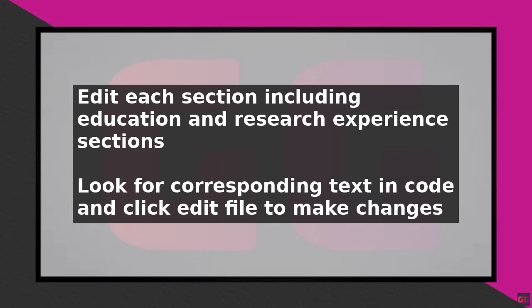To edit these sections, look for the corresponding text in the code and click Edit File to make changes. The main document, usually labeled as main.txt, serves as the central hub for all the information. As you edit each section, click Recompile to update the PDF preview.